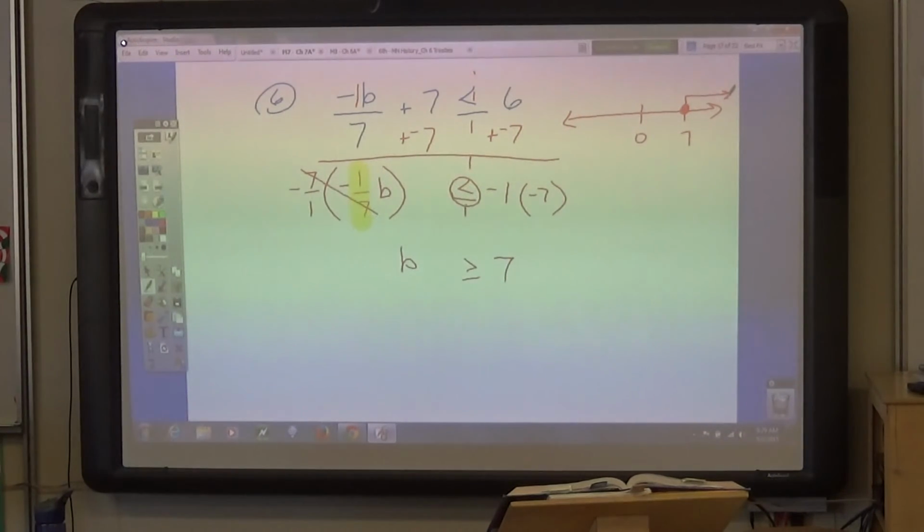Any questions? We've covered all of the different things that you're going to see in these questions: positive coefficients, negative coefficients, whole number coefficients, fraction coefficients, and solving and graphing. Okay?